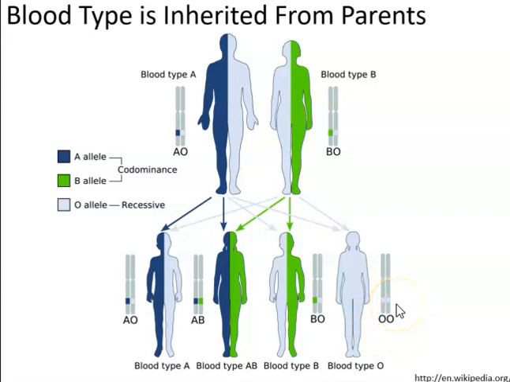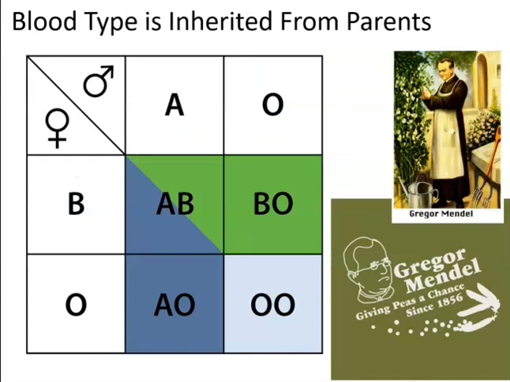And we can actually use Mendelian genetics with Punnett squares to determine the different blood types or blood type combinations that can occur. So here on this next slide, we see the Punnett square made famous by the monk Gregor Mendel. When I went to Villanova, our science lecture hall was actually named after Mendel. So we would go to Mendel Hall for our science classes.